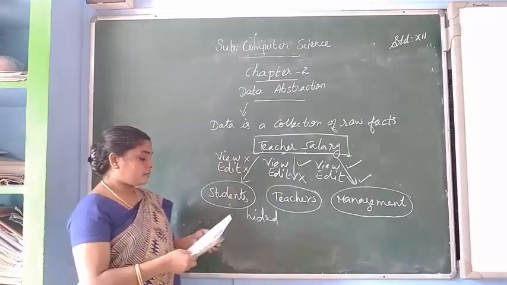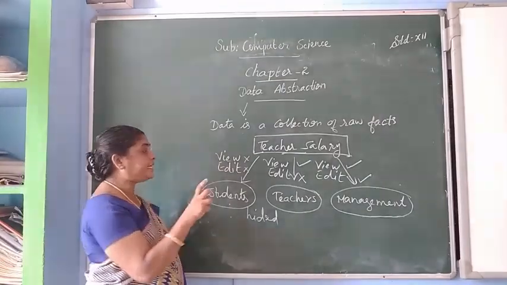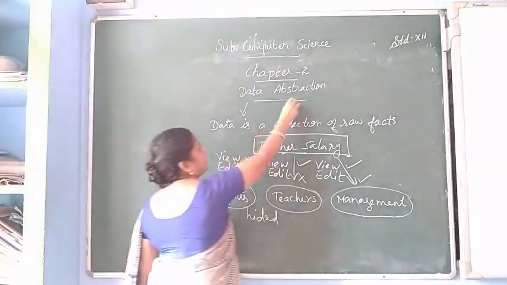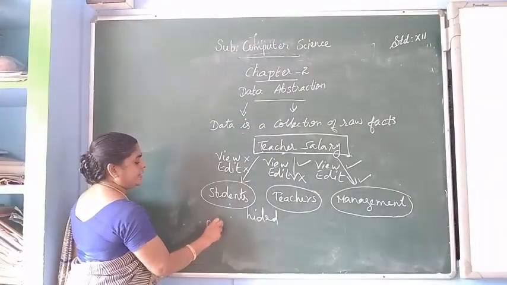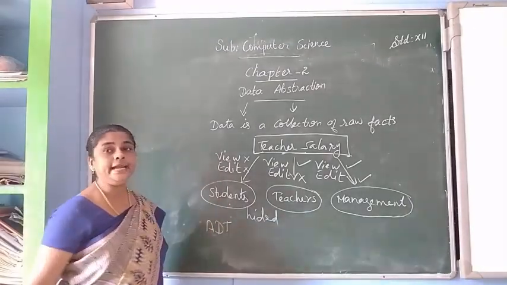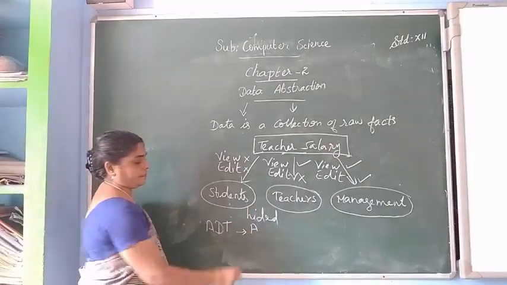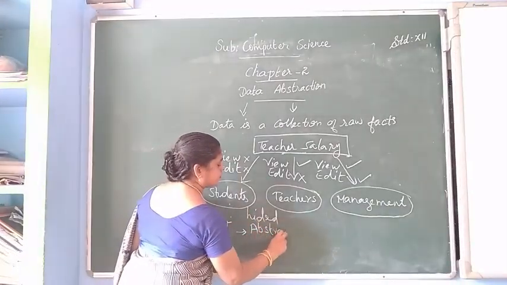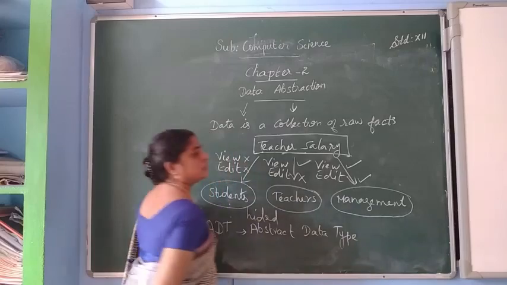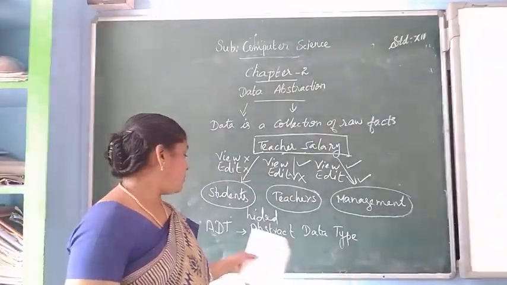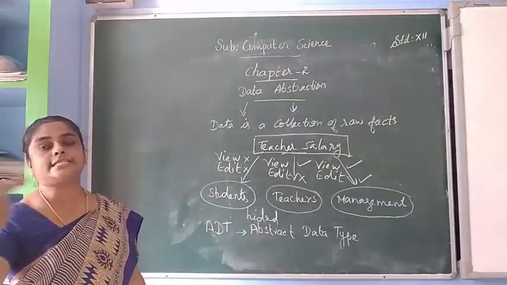What is abstraction? The process of providing the essentials and hiding the details is known as what? Abstraction. Okay. This abstraction is handled by ADT. The expansion for ADT is abstract data type. What is the expansion for ADT? Abstract data type. It means set of values and set of operations.